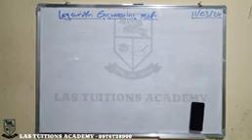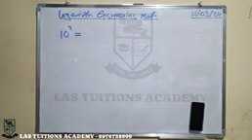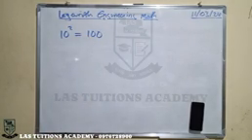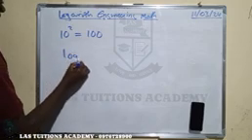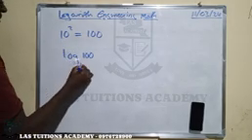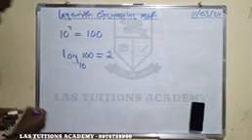So now, let's say we have 10 squared is equal to, what is 10 squared? Derek, what is 10 squared? It's 100. Good. So 10 squared is equal to 100. Now we need to write that in the form of a log. In log form, it's going to be log of 100, with this 10 becoming the base, is equal to 2.